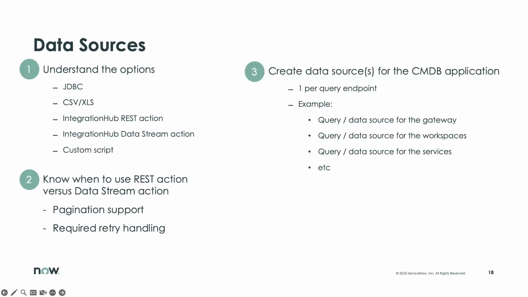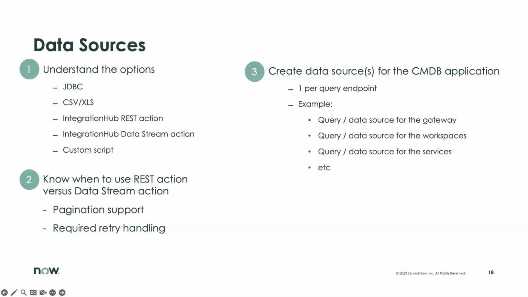Another important design point to understand is that there will be a data source for each query that we make. So for every different API endpoint that we have to hit on the Kong gateway to get data about it, each of those will be its own data source. So we'll have one for the gateway, then Workspaces, and so on.